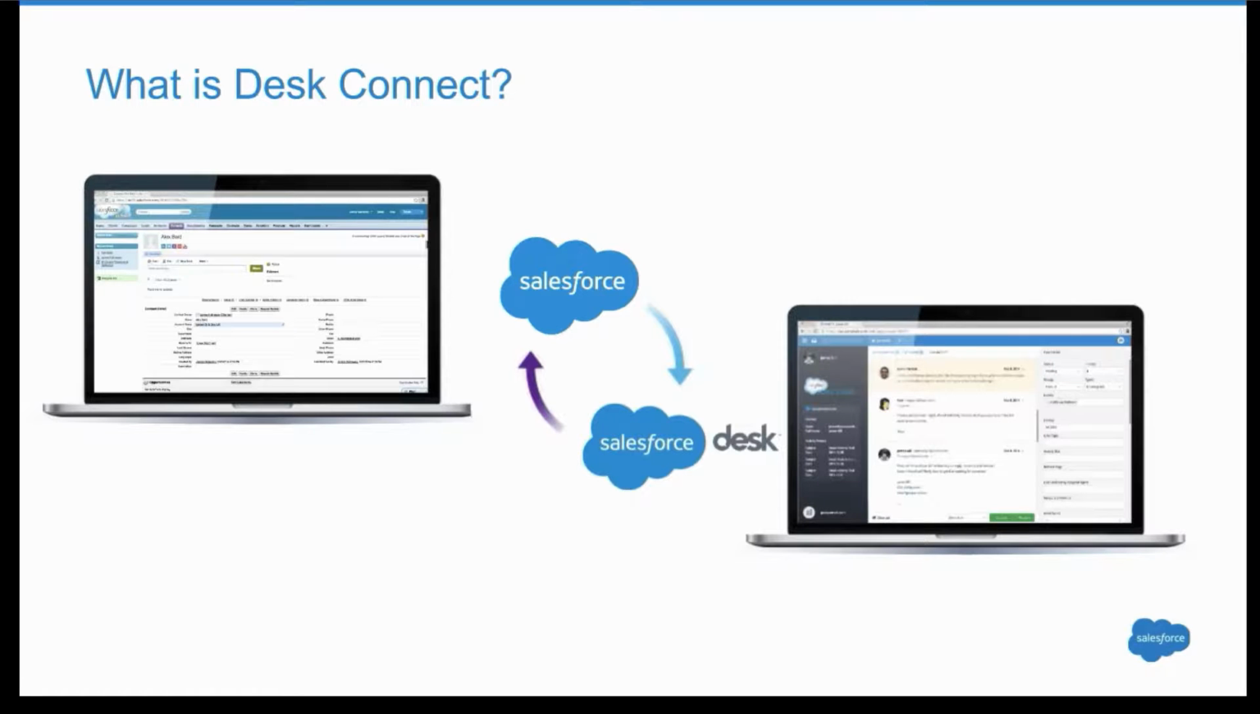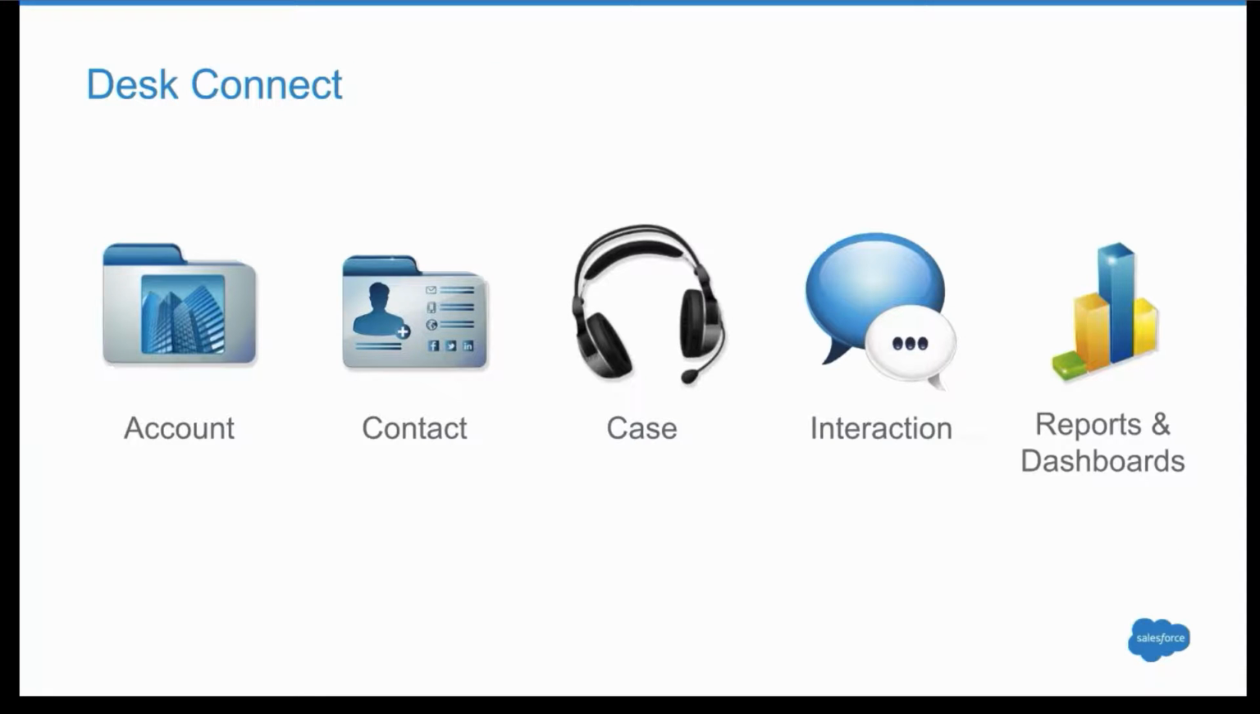All right, so without further ado, let's go ahead and get started. So let's first begin by talking about what is Desk Connect. Desk Connect is the full bidirectional sync between Desk and Salesforce. Now, by default, out of the box, Desk Connect is going to sync with the three main CRM objects between Desk and Salesforce, meaning the case, the contact, and the account.